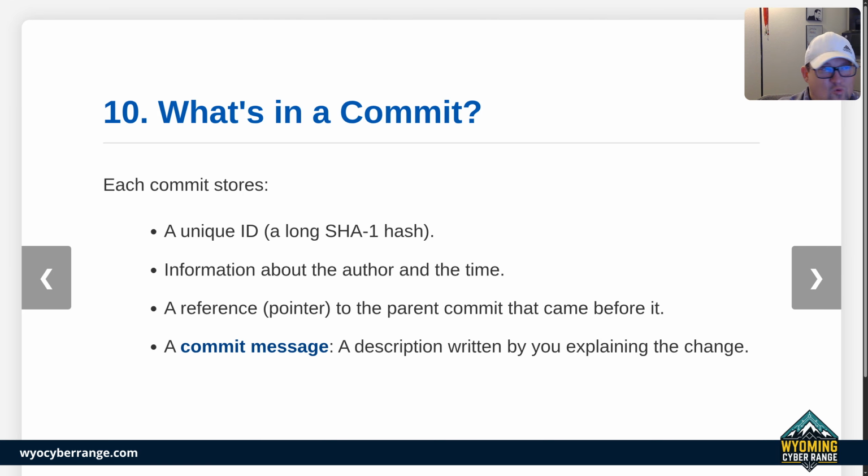Now, what is in a commit? Well, every commit contains several pieces of what we call metadata. It has a unique ID, which is a long, unique string, okay? It stores all the information of who created the commit, what time. It also contains a pointer to the parent commit that came before it, which is how Git links all the history together. And then finally, it's going to contain a message, which is a description of whatever the developer writes of what changes you made.